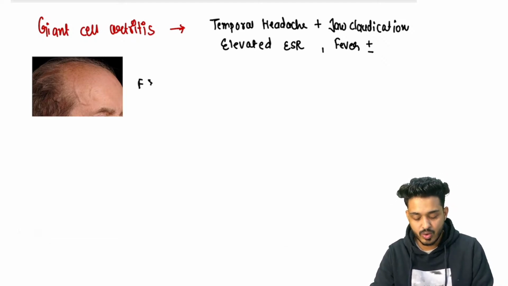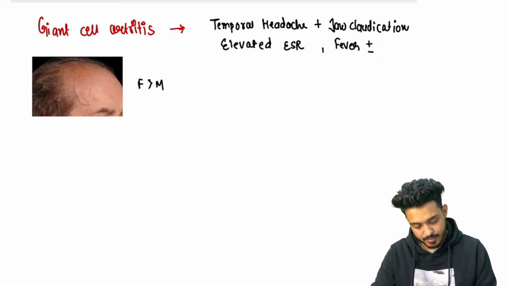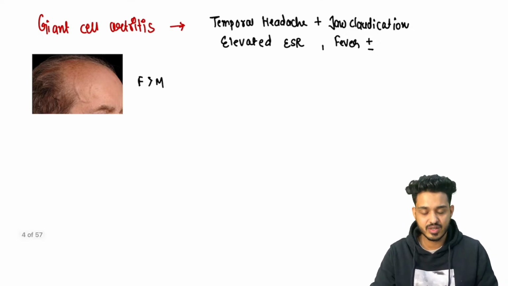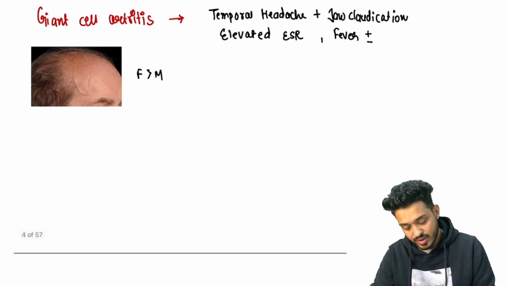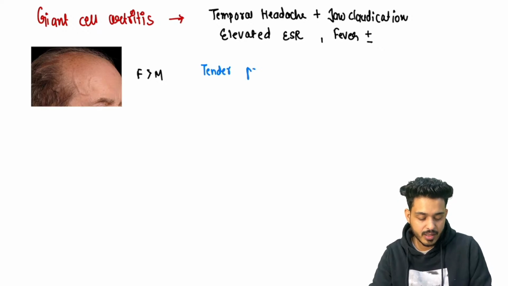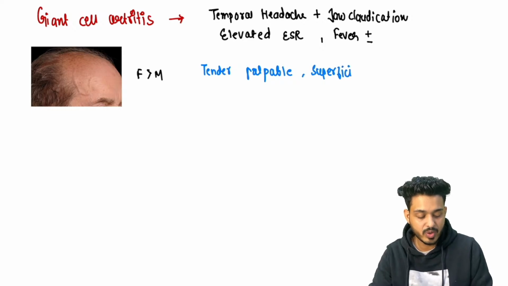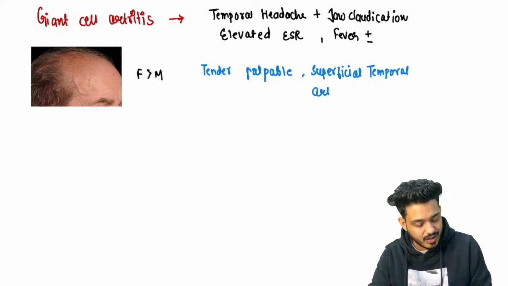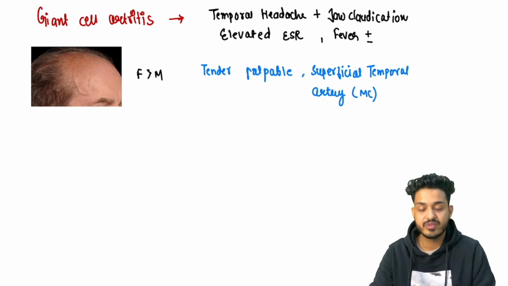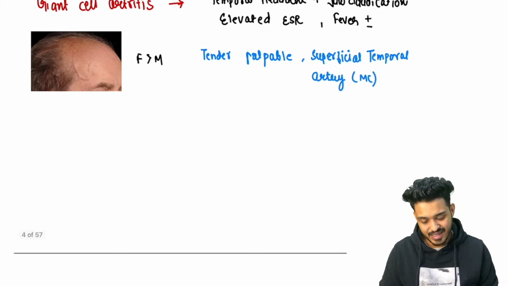Remember, this is also more common in females as compared to males, right? What is the artery that is involved? This is your previous year question, 2023. Remember, here you will have a tender, palpable superficial temporal artery. Very, very important. The superficial temporal artery is the most common involvement in cases of giant cell arteritis, right?